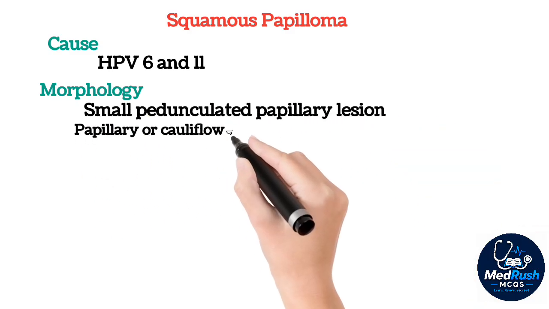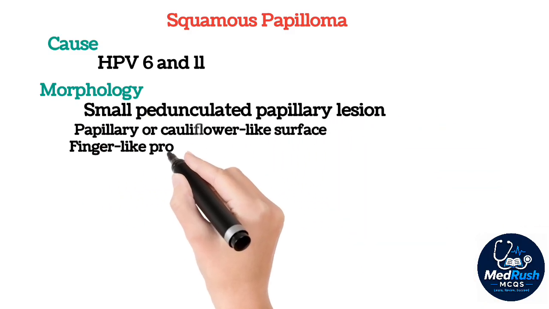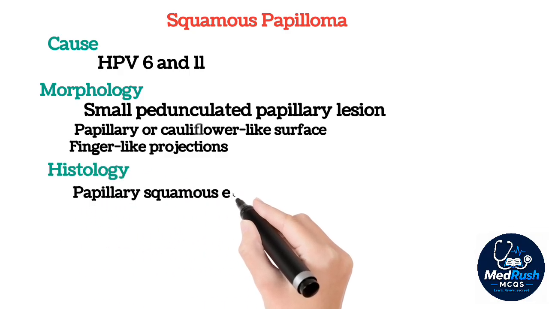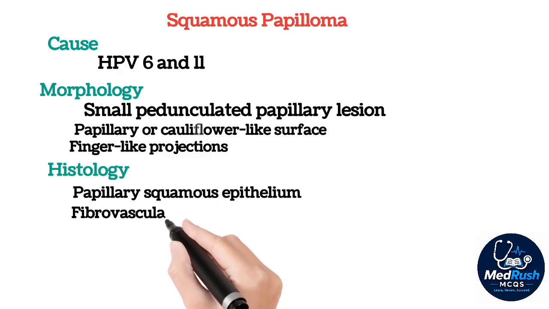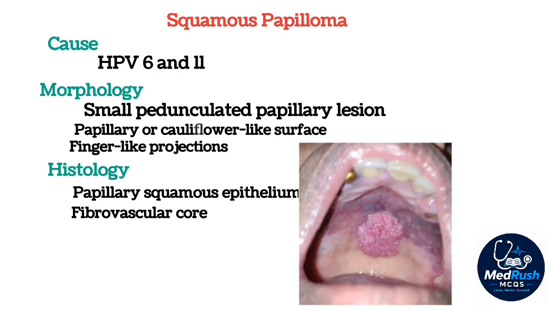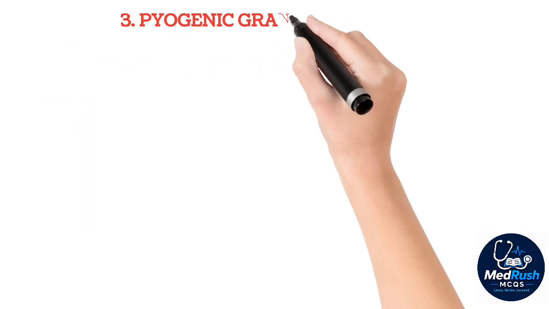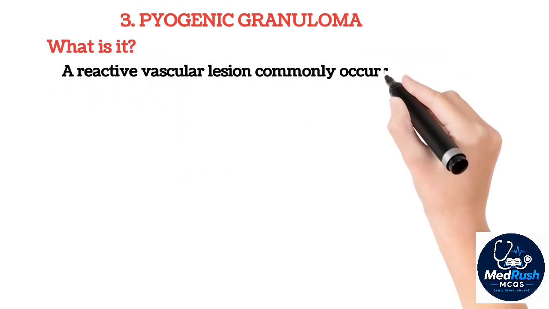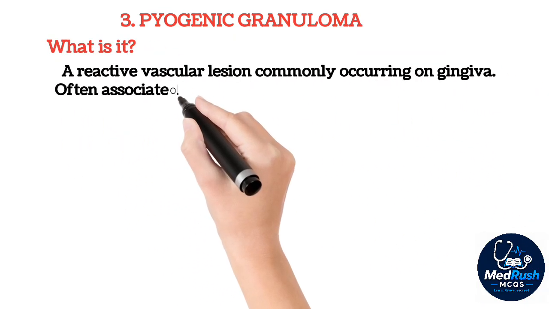Squamous papilloma is a benign epithelial tumor associated with HPV types 6 and 11. Clinically, it presents as a small pedunculated papillary lesion with a cauliflower-like appearance. Microscopically, finger-like projections of stratified squamous epithelium supported by fibrovascular connective tissue are seen. It is a benign HPV-associated lesion with very low malignant potential.